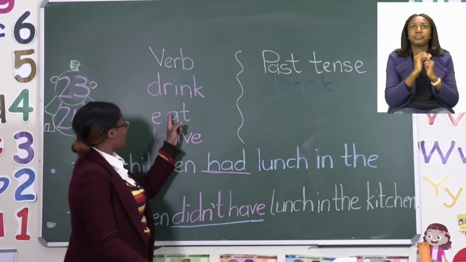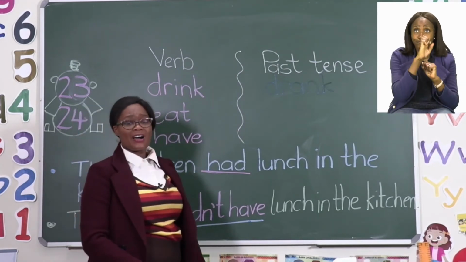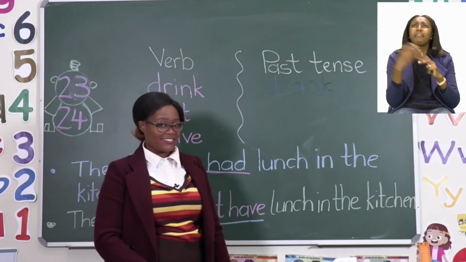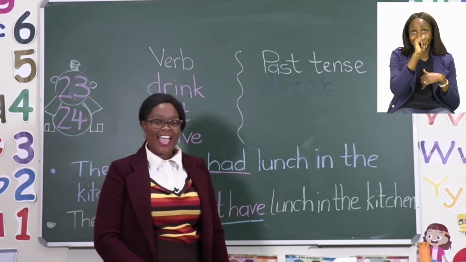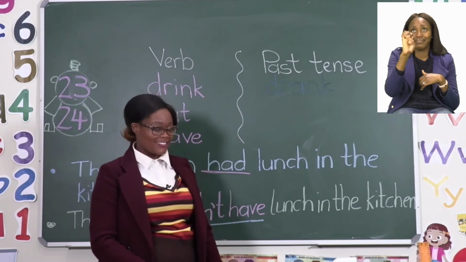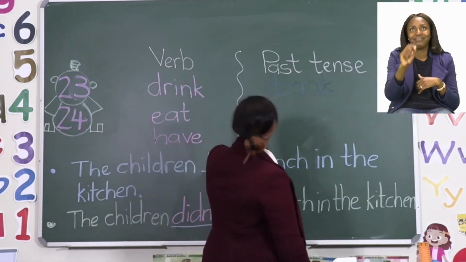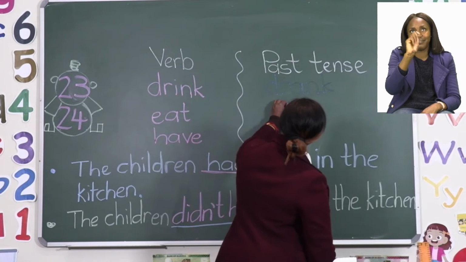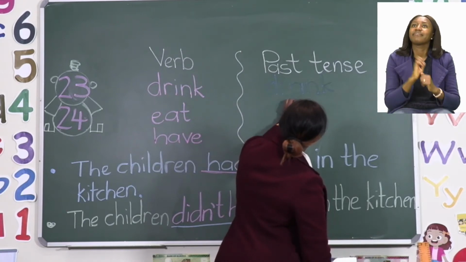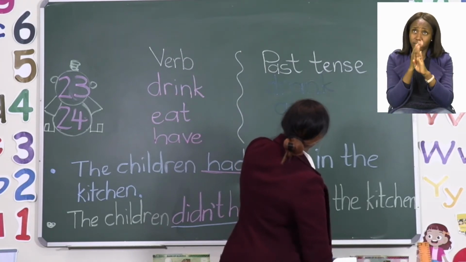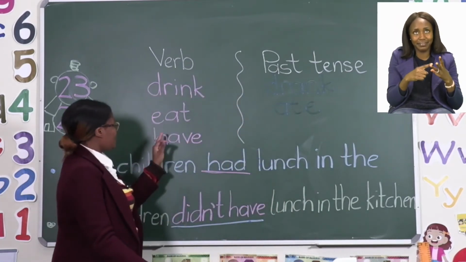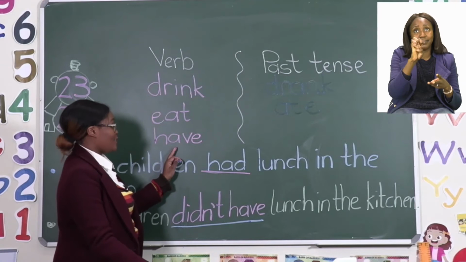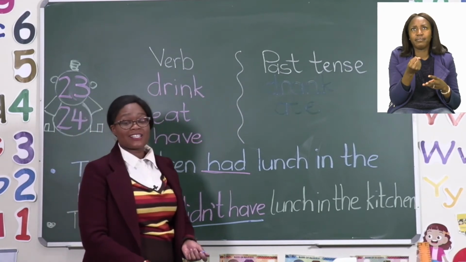Now, if the verb is eat, what is the past tense of the verb eat? If you said ate, well done. So go ahead and write the word ate. Make sure that you spell all your words correctly. And the last one we're going to do together, if the word is have, what is the past tense of have?